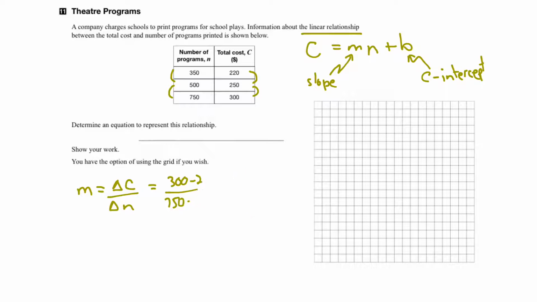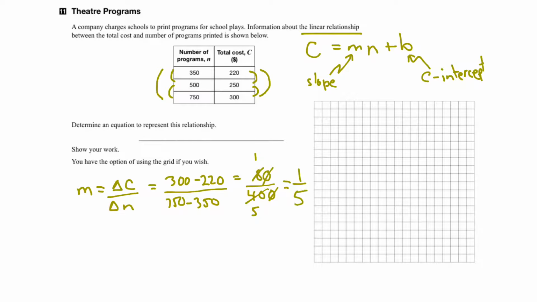Or, if you wanted to, you could pick the first and last points and see what you get. So quickly, the change in C would be 300 minus 220, or $80, and the change in N would be 750 minus 350, or 400 programs. Again, the zeros cancel. 8 goes into itself once, 8 goes into 40 5 times. The slope, or rate of change, is 1/5 again. Now all we have to do is find a value for b, and we'll have our equation.